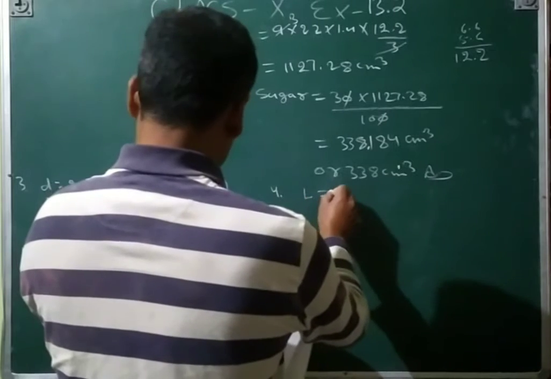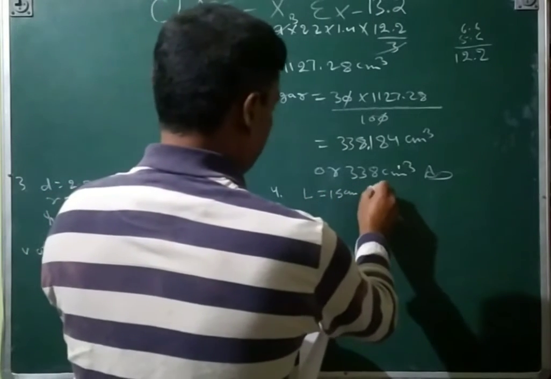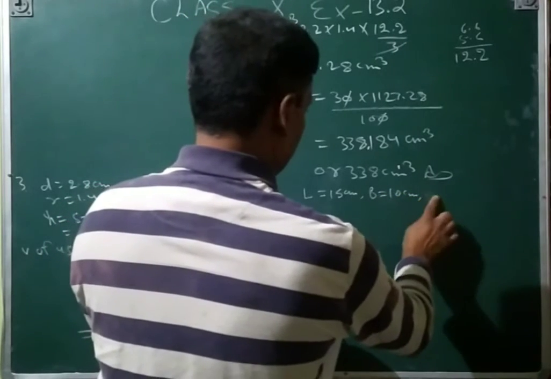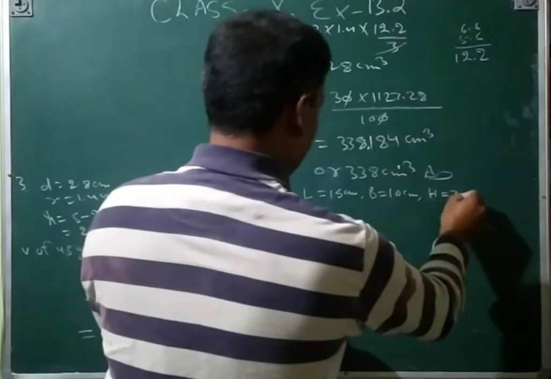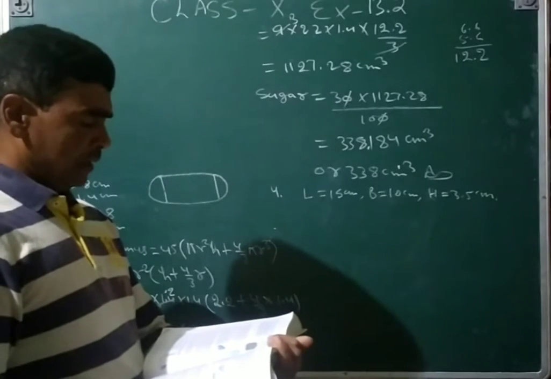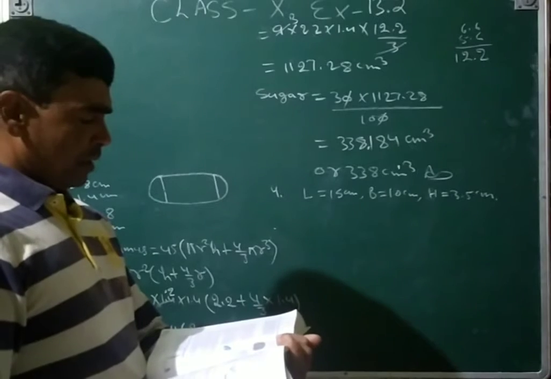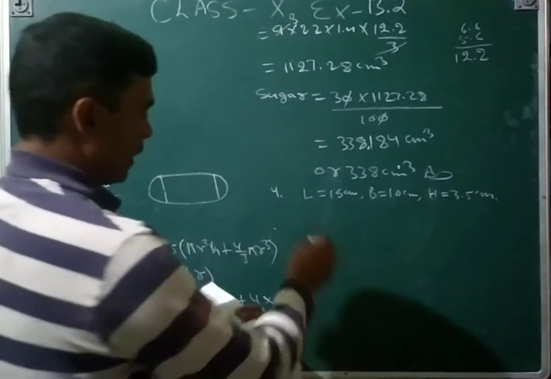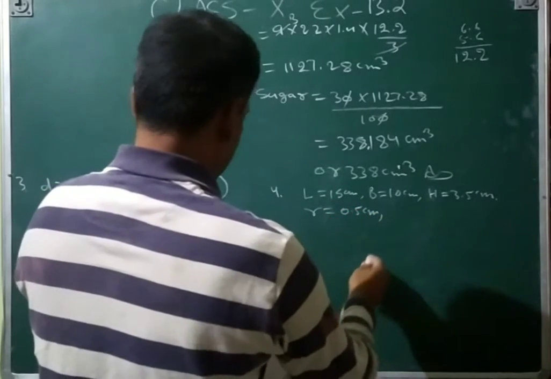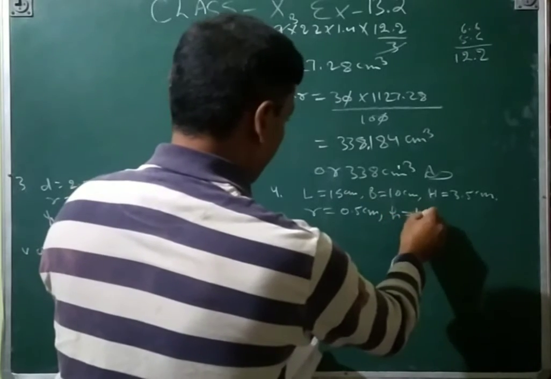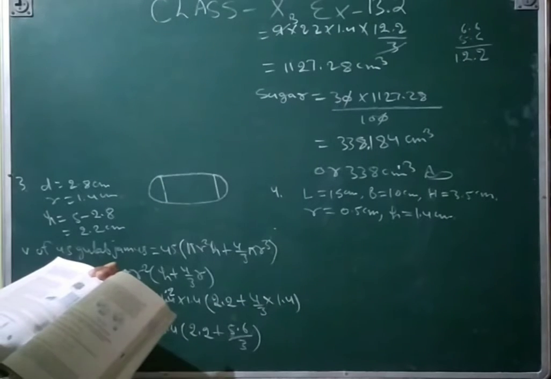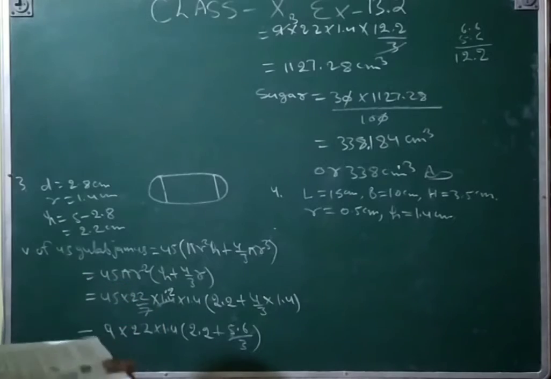So L is equal to 15 centimeter, B is equal to 10 centimeter and H is equal to 3.5 centimeter. These are the conical depressions, and the radius of the depression is 0.5. So R is equal to 0.5 centimeter and the depth, that means height, is equal to 1.4 centimeter. Find the volume of wood in the entire stand.